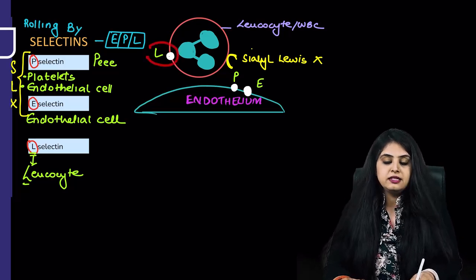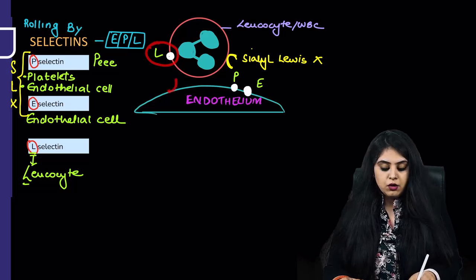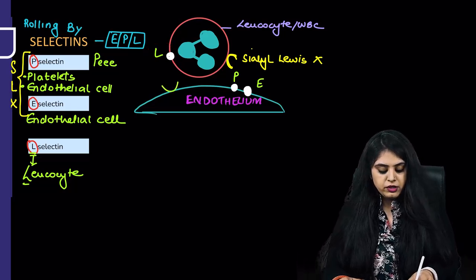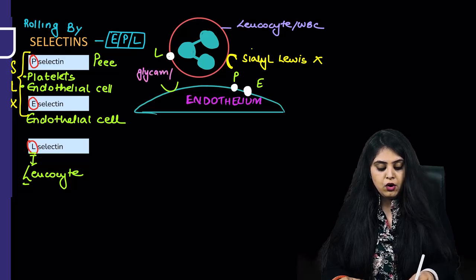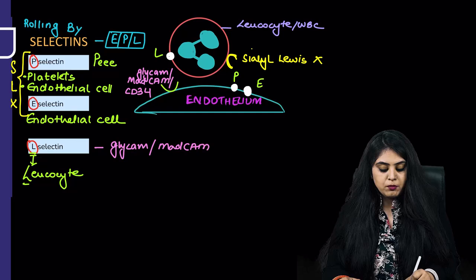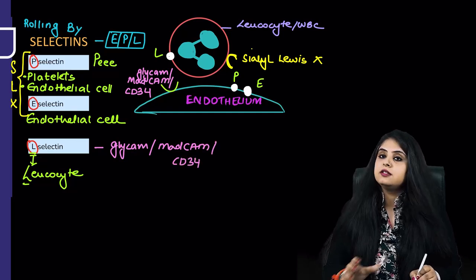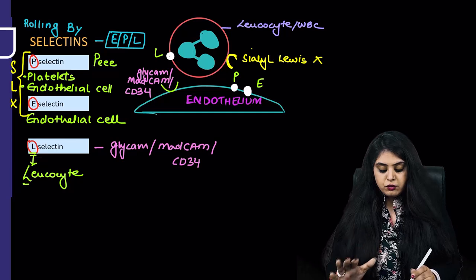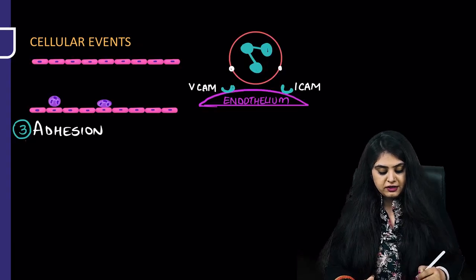Whereas the L-selectin that is present on the leukocyte, what will that bind to? That has many names. Either you can call it glycam, or you can call it madcam, or you can call it CD34. They all mean the same. Let's repeat. What does L-selectin bind to? Learn it once again. It can bind to glycam, it can bind to madcam, and it can bind to CD34. They are all the same. This is what you had to know for rolling. I'll repeat it once again.